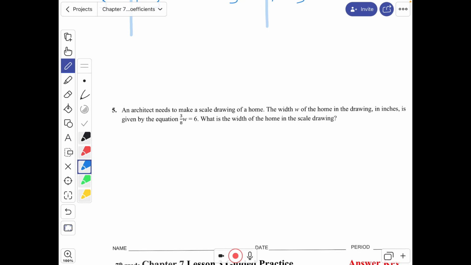An architect needs to make a scale drawing of a home. The width of the home in the drawing in inches is given by the equation 3/8 times W equals 6. What is the width of the home in the scale drawing? So they're multiplying by 3/8. We need to do the opposite. So the opposite would be divide by 3/8. So we change to multiplication and flip. So this would be 6 times 8 over 3. And the 8's will cancel, and W will be by himself, and you can work out the other side. Don't forget to simplify.